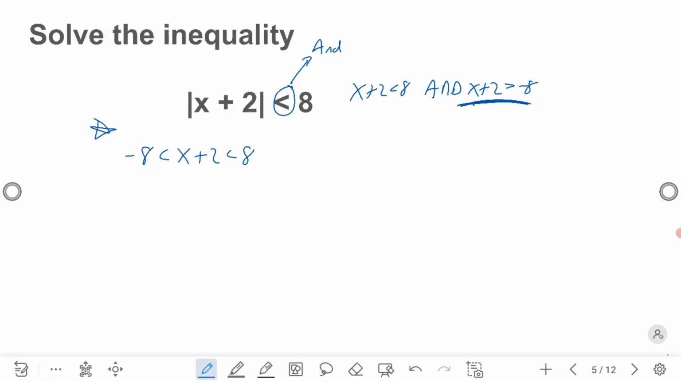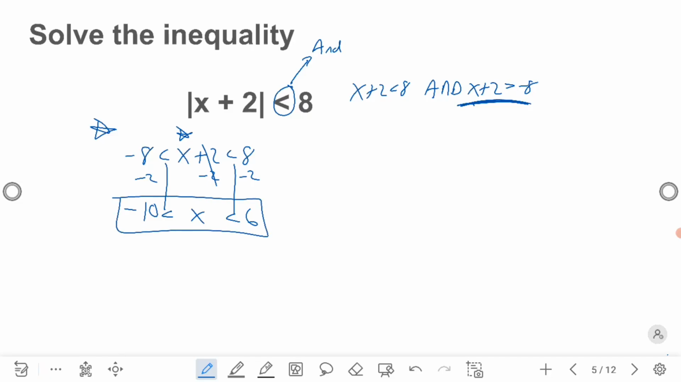Then, if you're solving it, this time instead of having two sides, we have three parts. Our variable is in the middle, x plus 2. Our goal is always to isolate the variable, so since it's x plus 2, we subtract 2. When I subtract 2 from the middle, I also have to subtract 2 from the outer edges. Negative 8 minus 2 is negative 10. So I'm going to have negative 10 is less than x, which is less than 8 minus 2, which is 6. So there is my inequality.